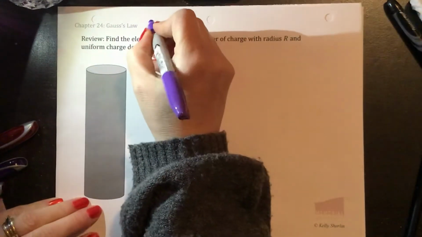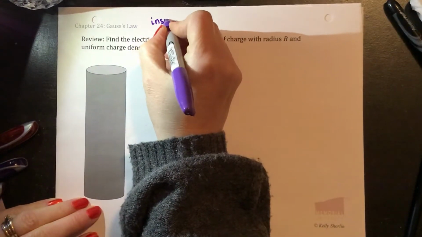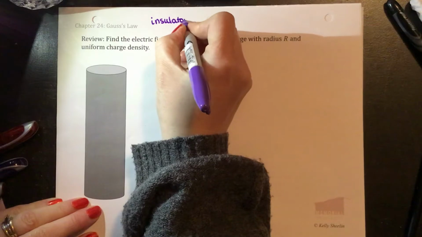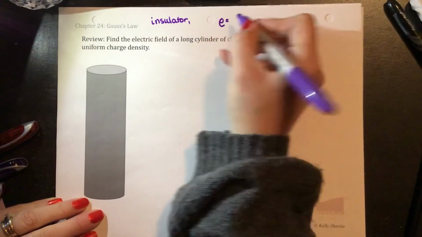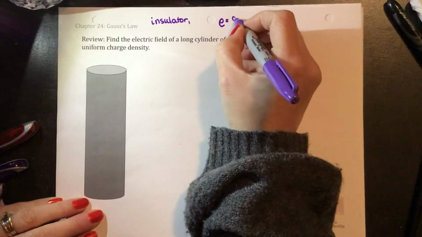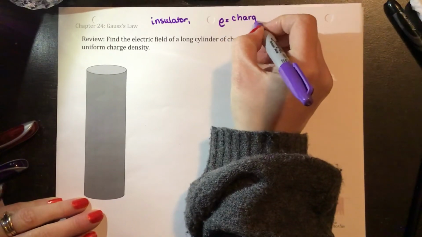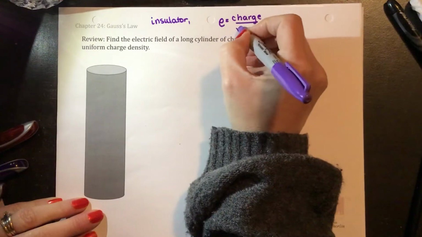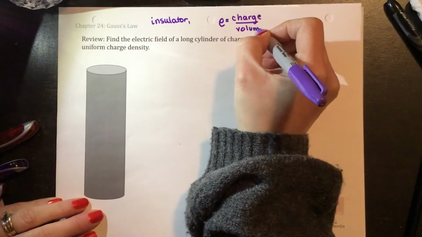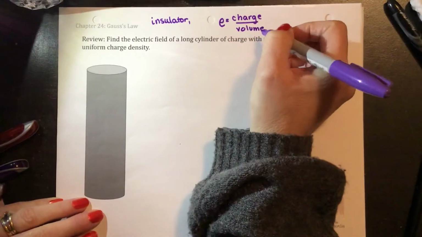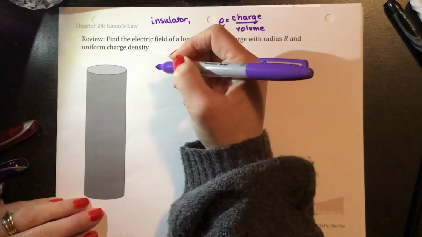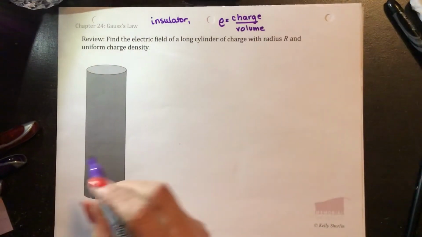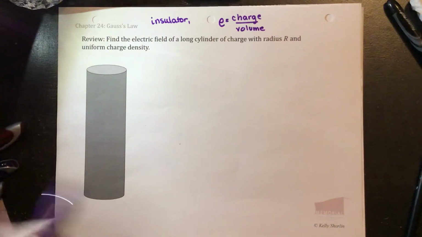So we're going to start with an insulator with volume charge density rho equals charge over volume. So if you're finding the charge on this one, you do density times volume, and the volume of a cylinder would be pi r squared times the length. We're going to try and find the electric field inside and outside.